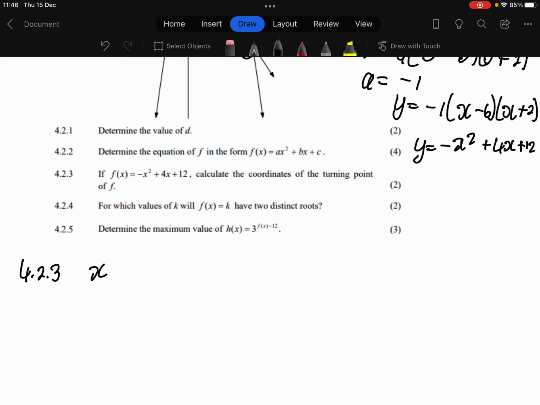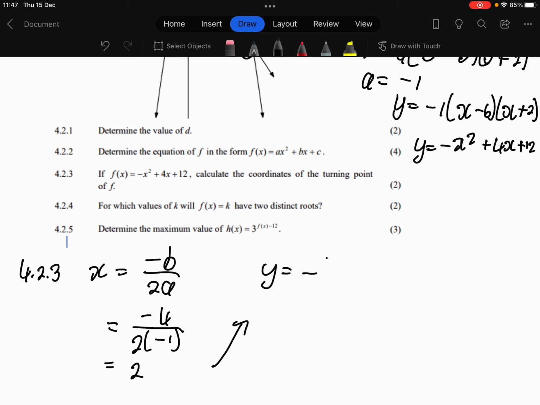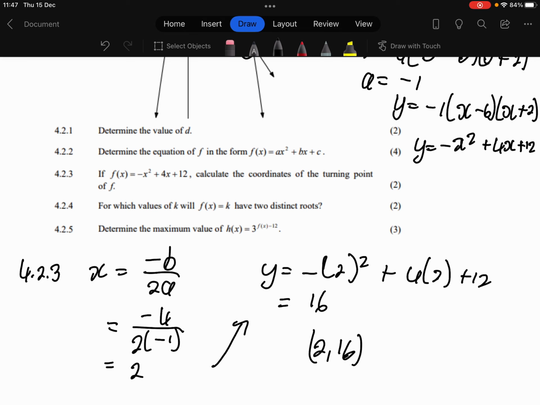x is equal to negative b all over 2a. Okay, b is the 4, so negative 4 all over 2 into negative 1, and we get the x coordinate to come to 2. Okay, how do we solve for the y? We just simply put it back in the equation. So y is equal to negative 1 into 2 squared plus 4 into 2 plus 12, and we get the y to equal 16. Okay, therefore the coordinates of the turning point would be 2 and 16.